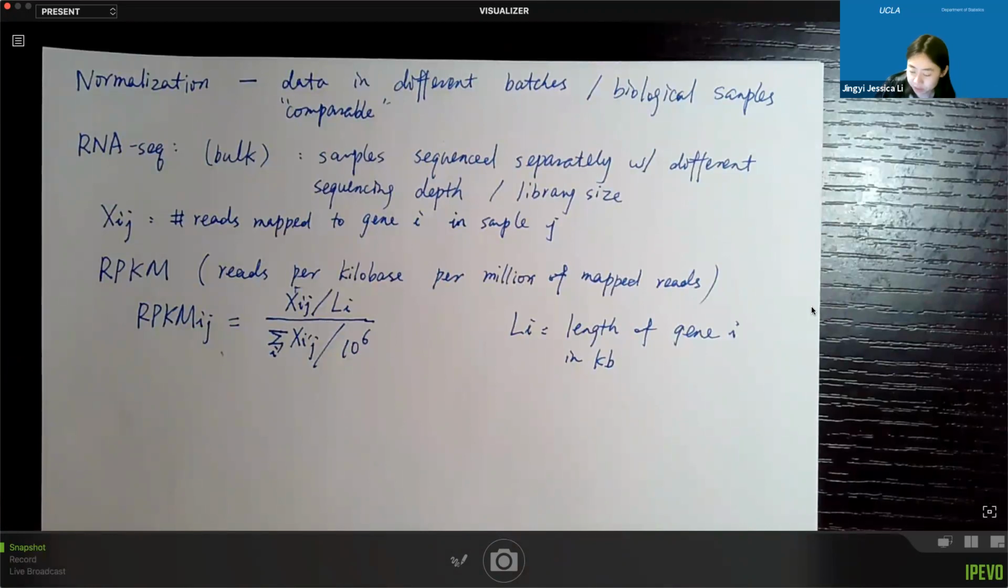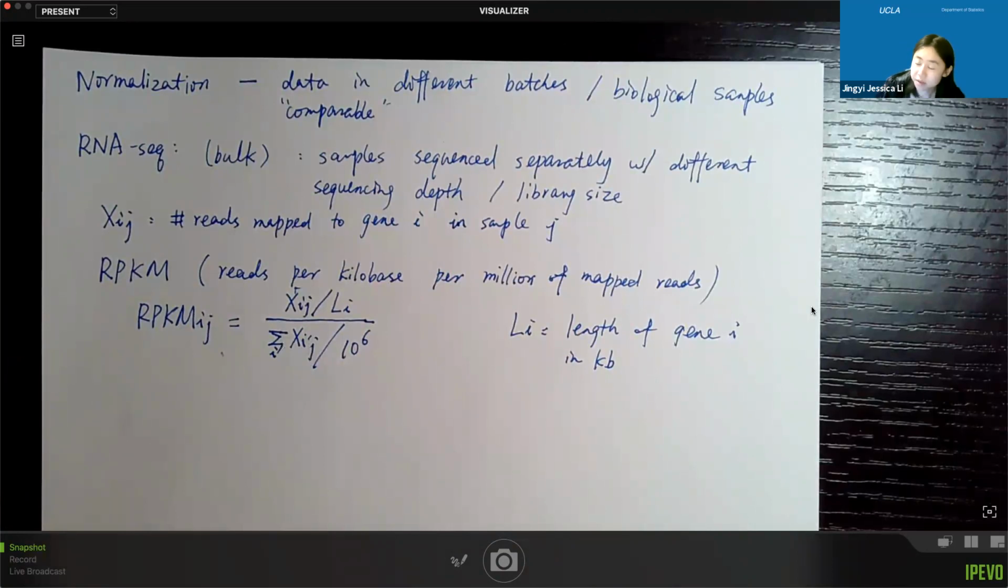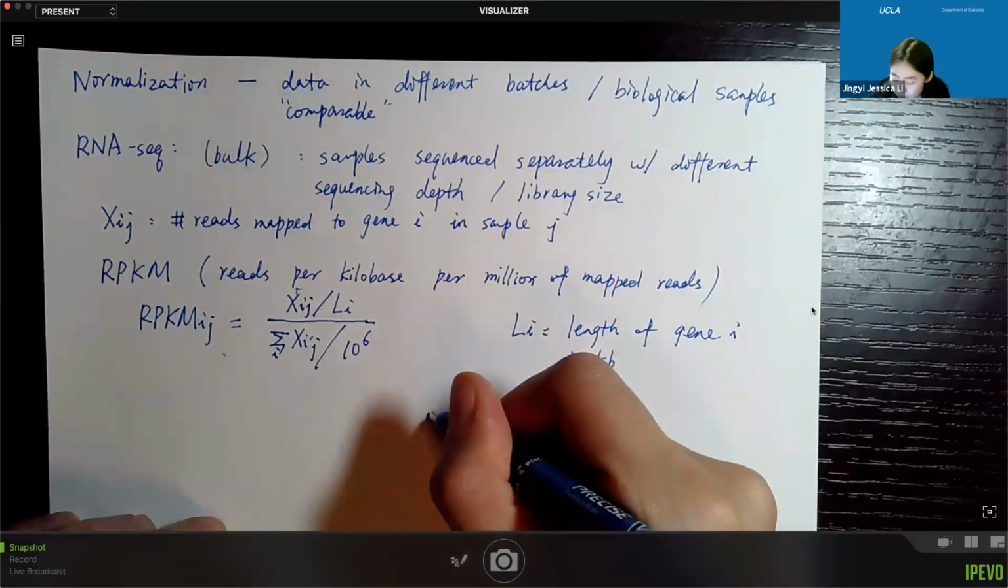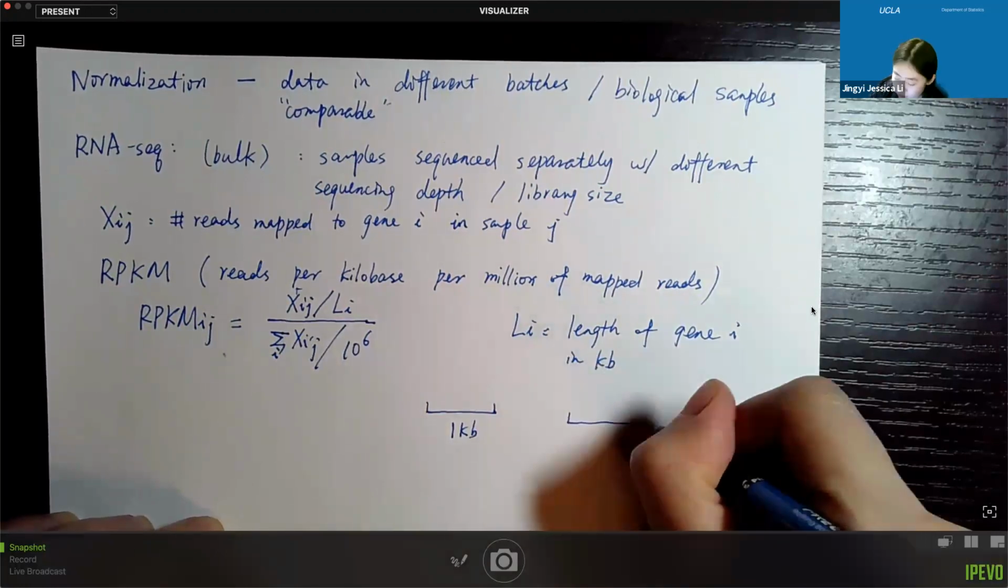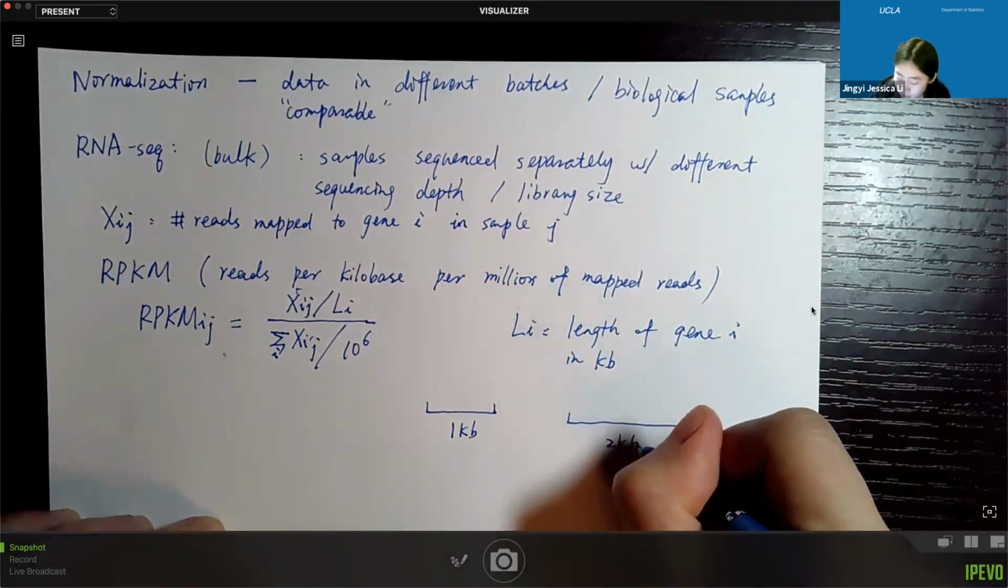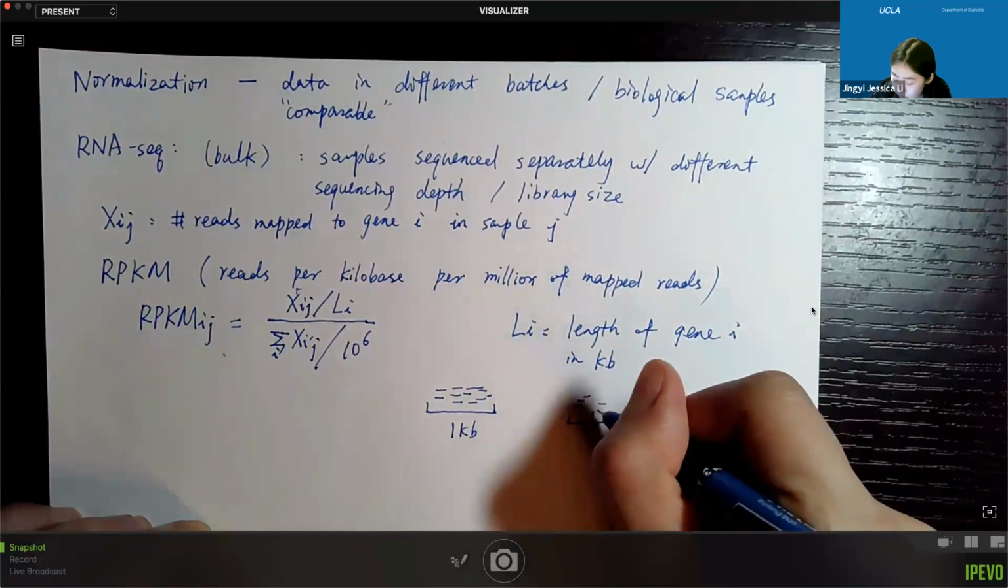But then later, people started to question this criteria because they think it's not reasonable to normalize the sequencing depth by the number of reads, but you should normalize by the number of molecules. What's the difference? So let's say that you have a gene of 1 kb, and a gene of 2 kb. So let's say that you have the same number of molecules.